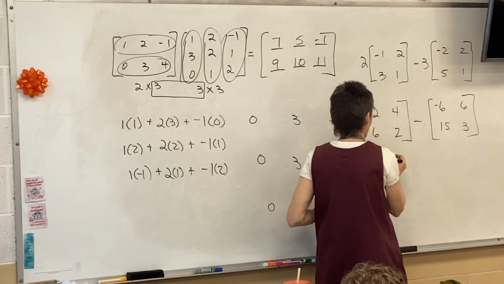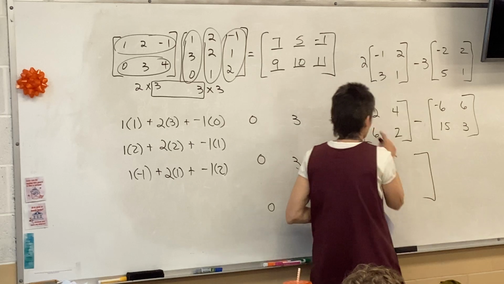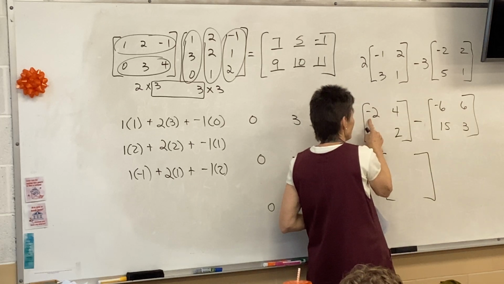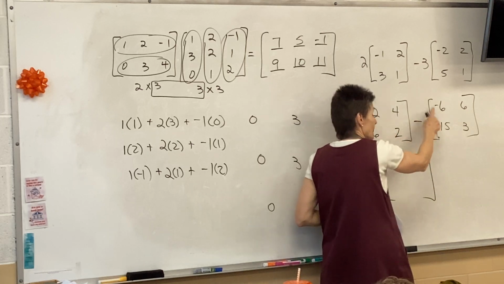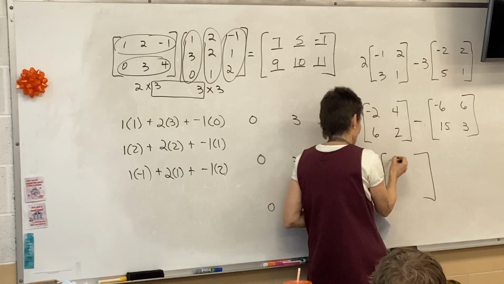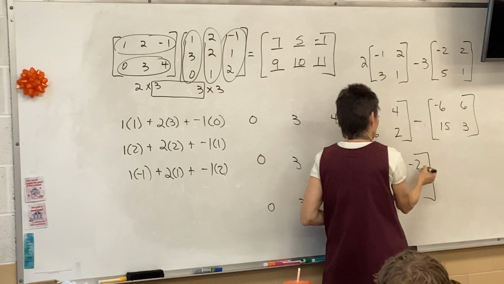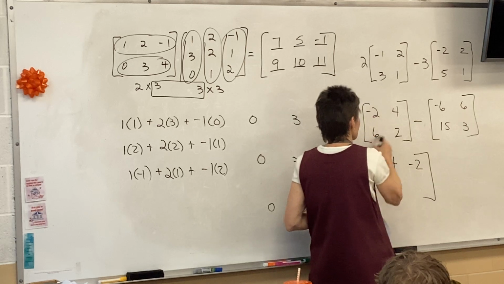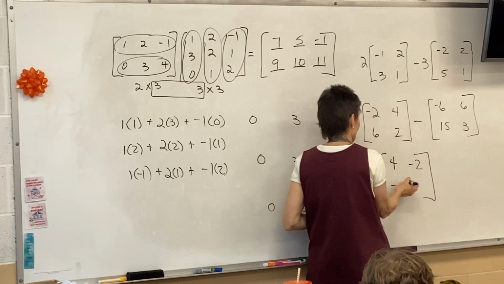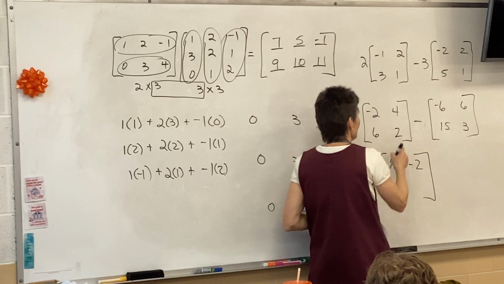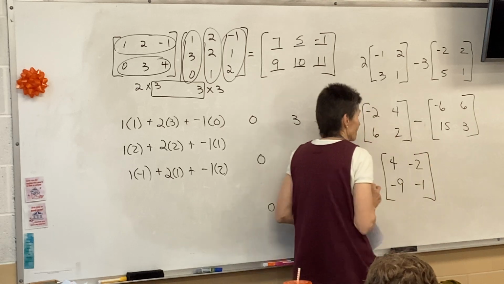Now I'm going to subtract. So -2 minus -6. 4. 4 minus 6. -2. 6 minus 15. -9. And 2 minus 3. There we go.